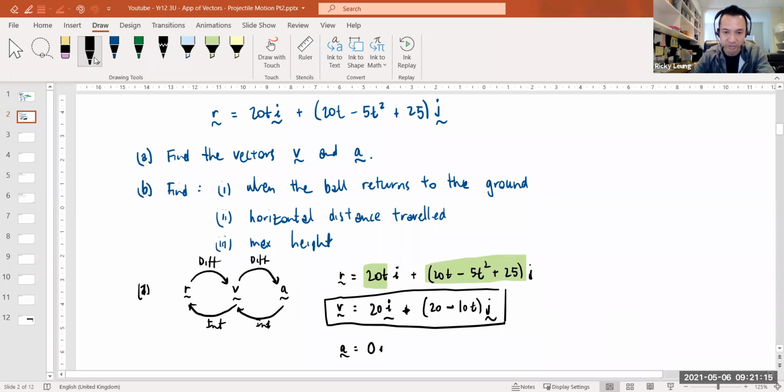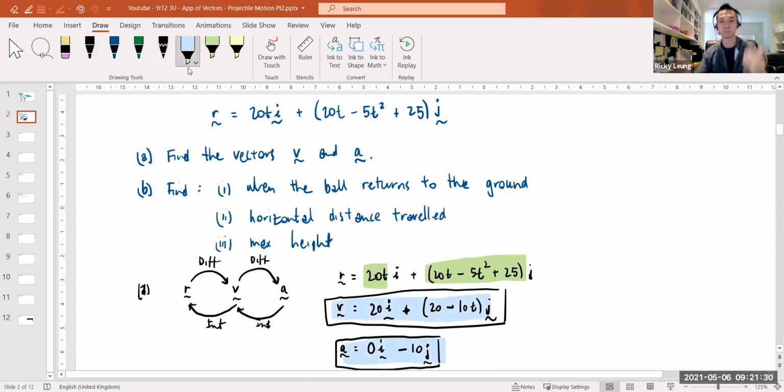So theoretically, you don't even need to write zero i at all. You just leave it out. That's minus 10j. For our purpose, I'm just going to write it, but you don't need that. That's my answer. Pretty straightforward, simple. Just differentiate twice.